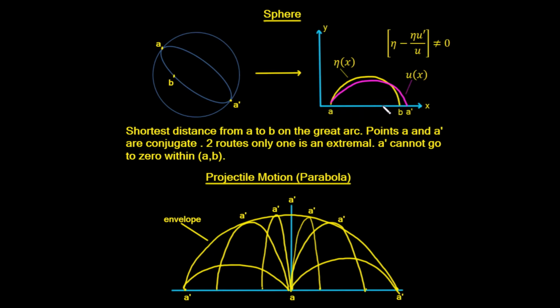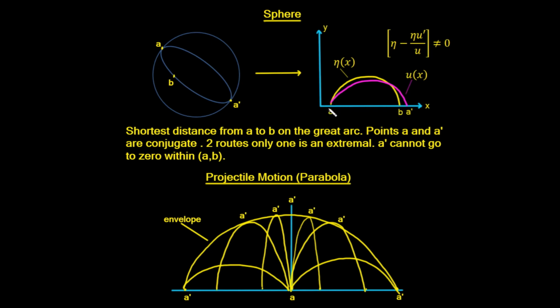So that would mean that this value u of x would actually go to 0 within this area, this length here, AB. And that would mean that the second variation would go to 0, and we would have to look at the fourth variation in order to try and find out the extremum type. So we don't want that to happen.